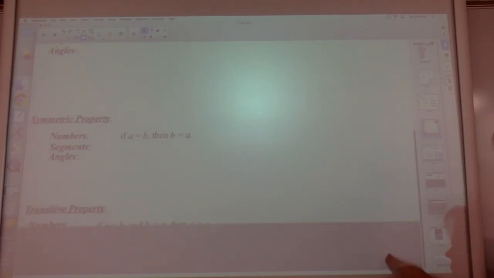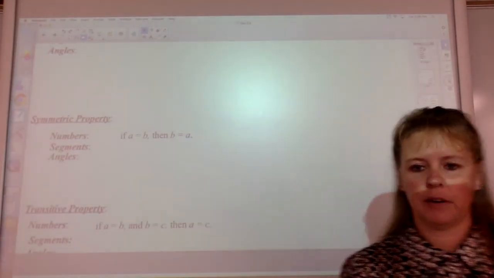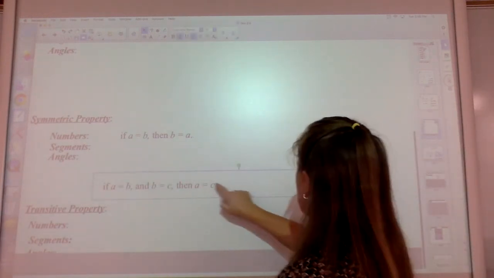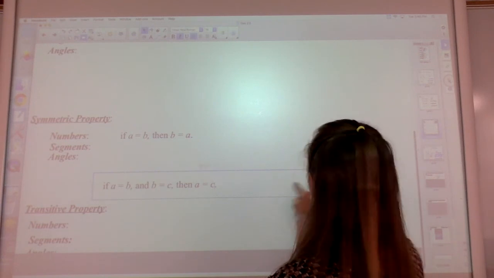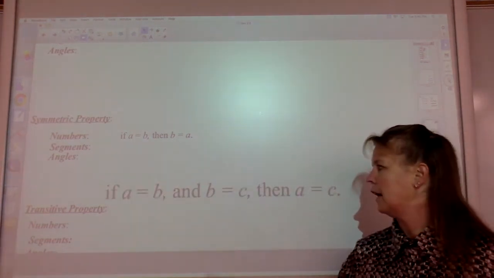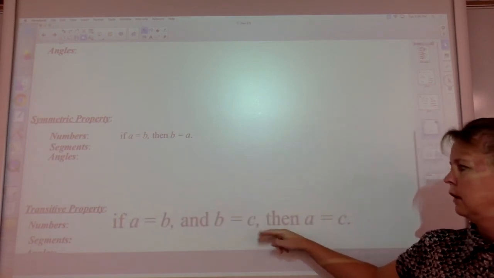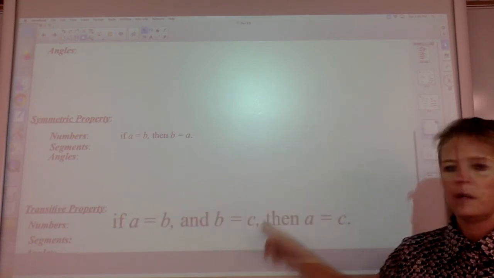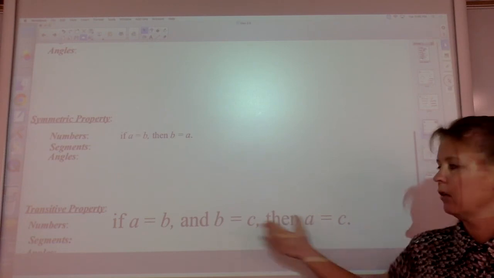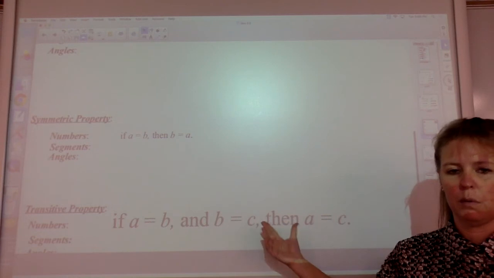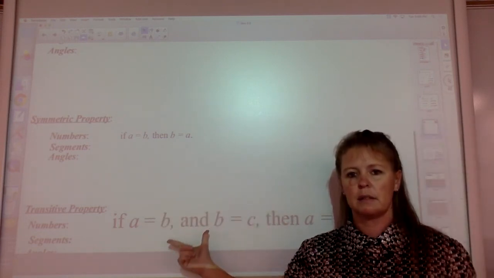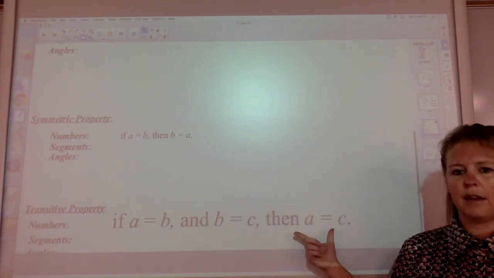Last one, the transitive property. Let me see if I can't make this a little bit bigger. I would be able to, except for it's. There we go. If A equals B and B equals C, then obviously A and C have to be equal also, even though they didn't tell us that. Here's an if-then statement, conditional statement. We did that in section 2.2. If this is true, hypothesis, conclusion, then this is true.